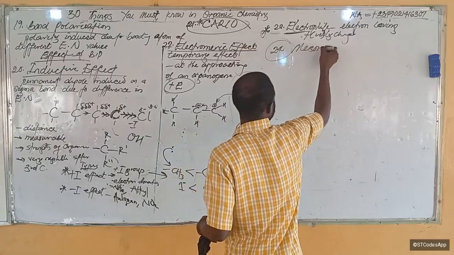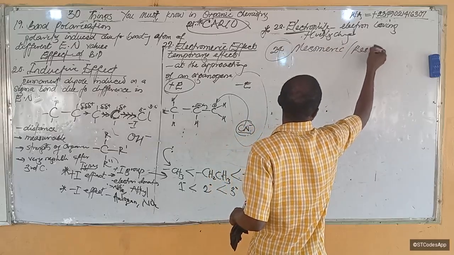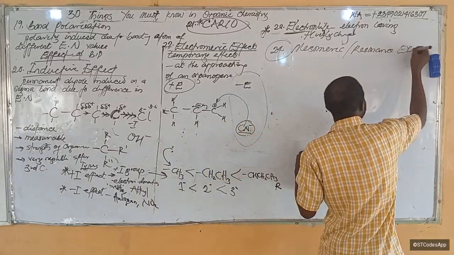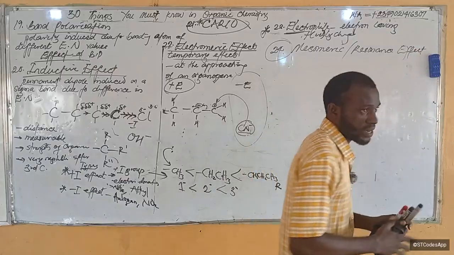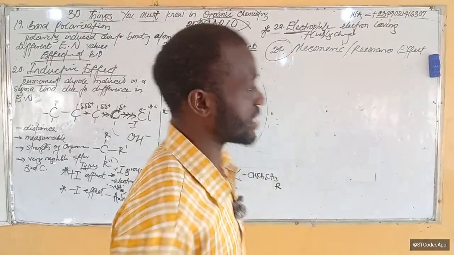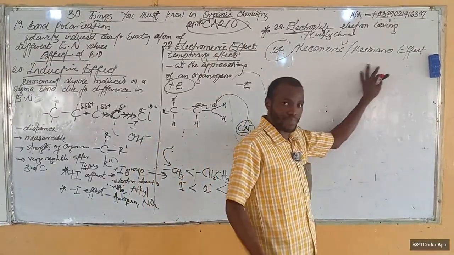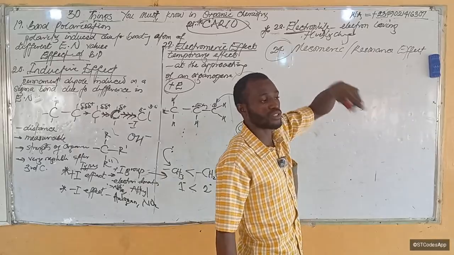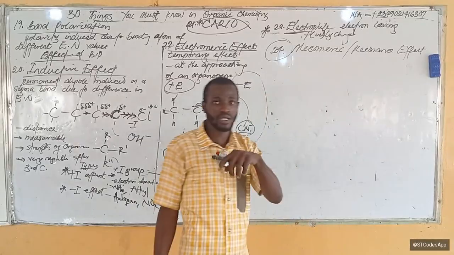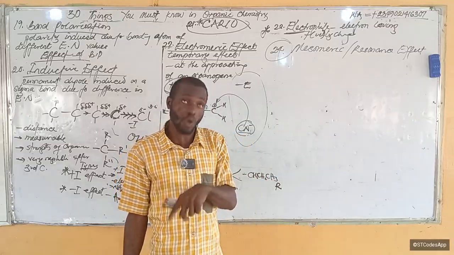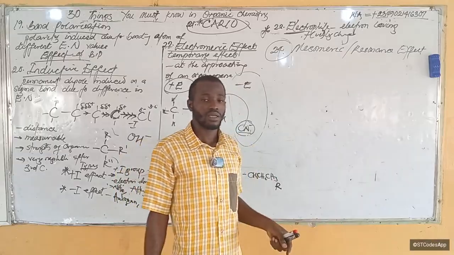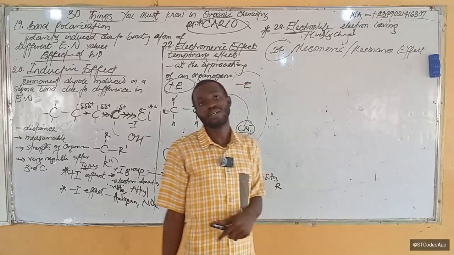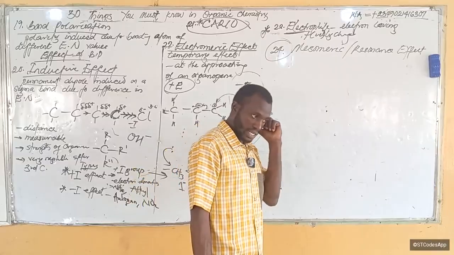Mesomeric effect is also called resonance effect. But keep in mind that resonance is not all mesomeric effect. Mesomeric effect is a type of resonance. Not all resonance are mesomeric effect, but all mesomeric effects are resonance. Exactly. Right. So here's what happens.